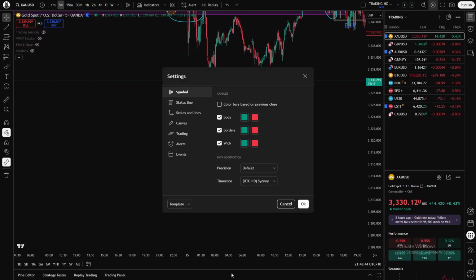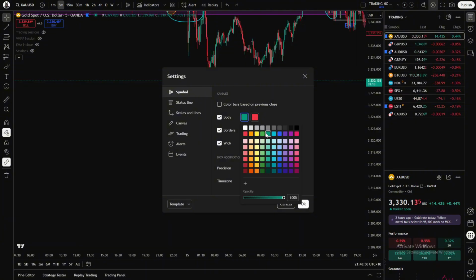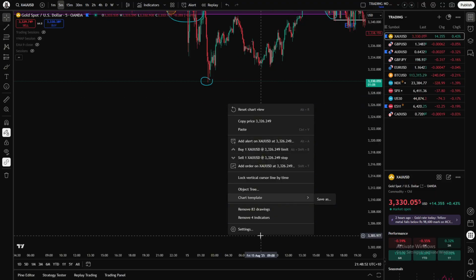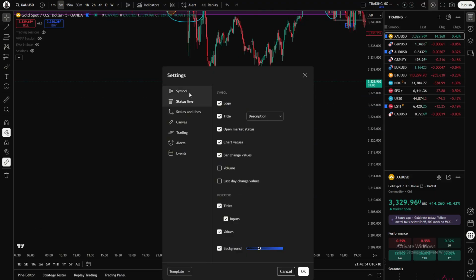So we'll go here, we'll go settings. And so yeah, we have candlesticks: green, red, green, red, green, red. This green for each one. Then we have default seeding time. Then we have logo, title, open market status, no volume, no last date. Volume is just that thing at the bottom. We don't need that. And then titles, inputs, values, background, like this.